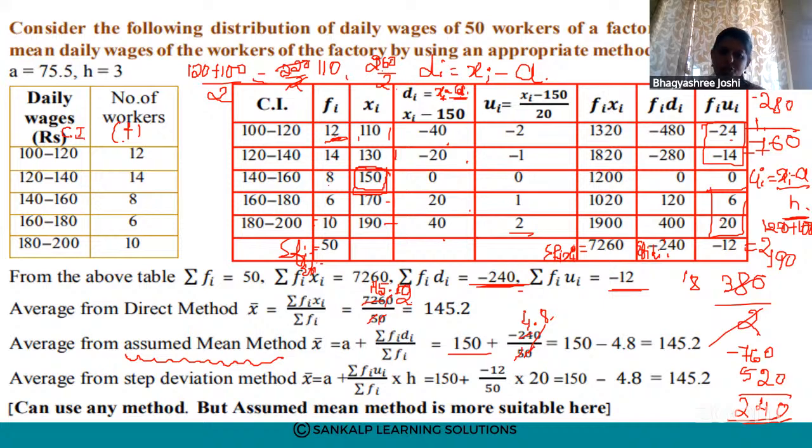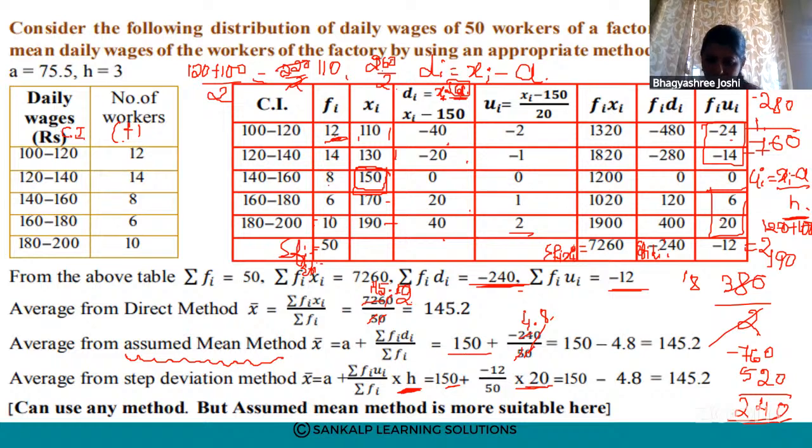Next one, average from step deviation method. So step deviation method, x bar is equal to A plus sigma Fi ui divided by sigma Fi into h. H is the class size here, right? So class size is 20 here. So 150 assumed mean, here we have taken assumed mean as A. A means that is 150. So 150 plus sigma Fi ui value is minus 12 divided by sigma Fi is 50 into class size is 20.